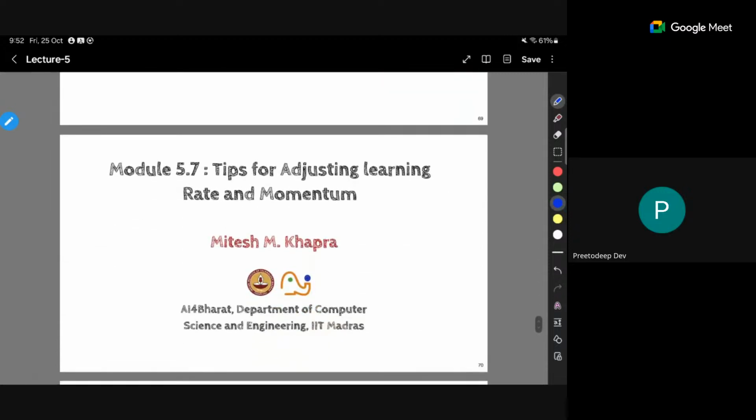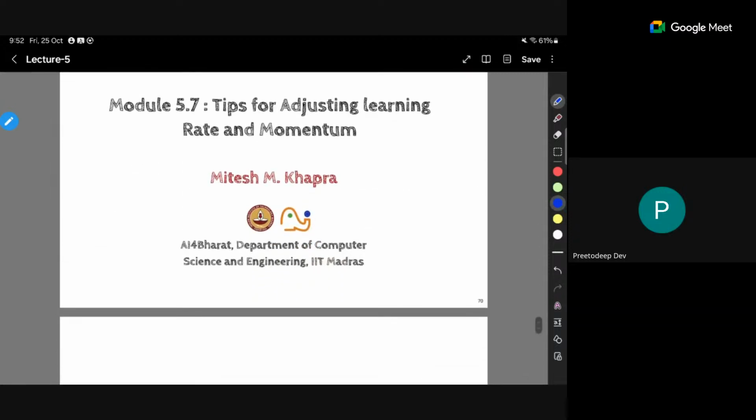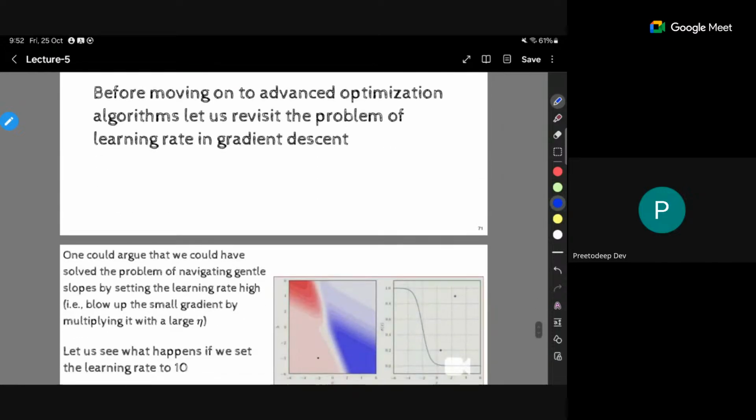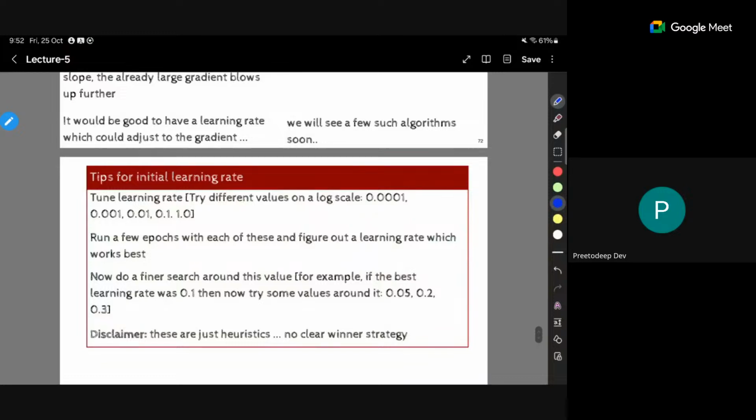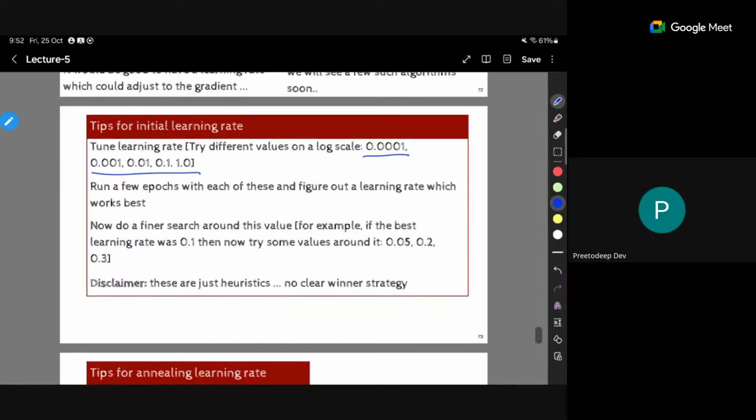So let's see. There are some tips that can be given, but there's no sure shot way. What you can do is try all of these values, and whichever value comes out to have less loss, you try around that value, right? So it's kind of like hyperparameter tuning. You choose among these learning rates and then try, then do a finer search, right?